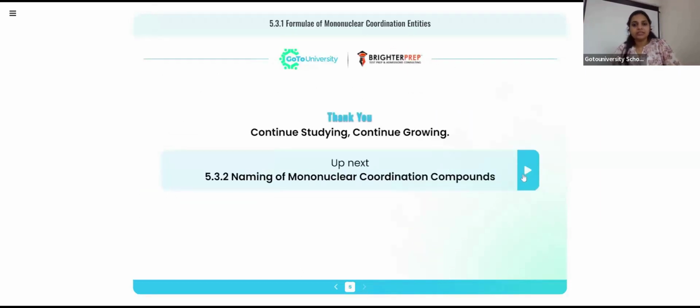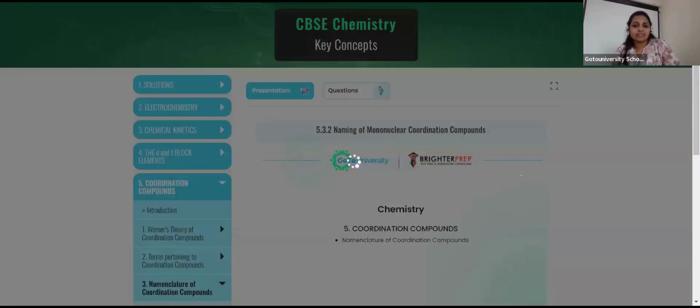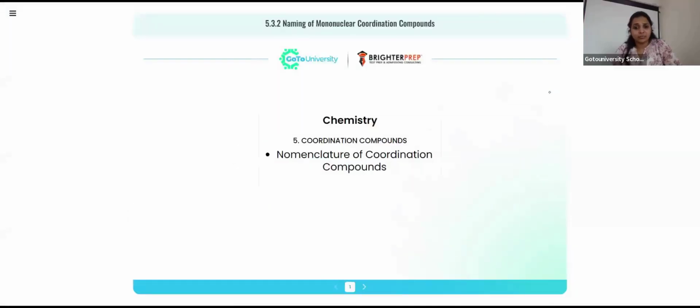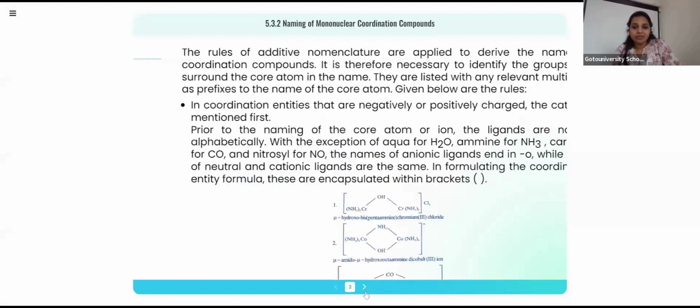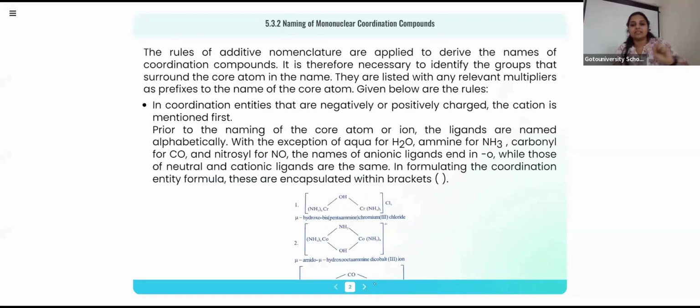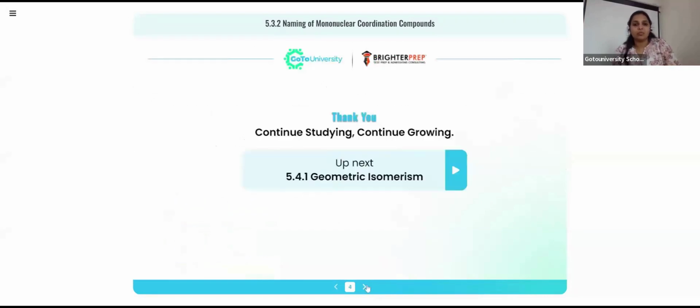Now, naming of mononuclear complexes works the same way, how we wrote for the previous one, the same. There we know the structure and we write the name. Here, if you know the name, you can write the formula for the complex, the same way.